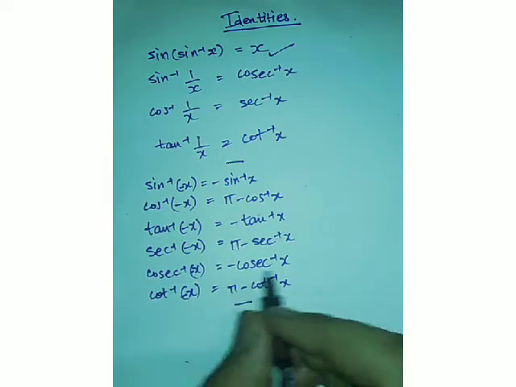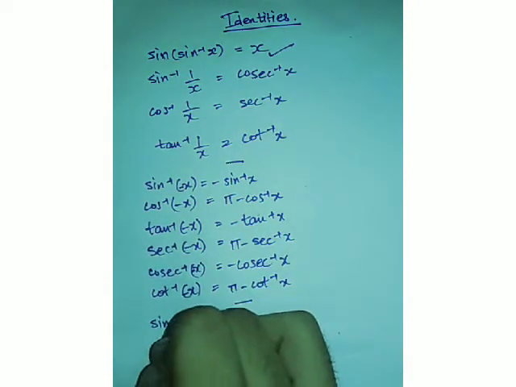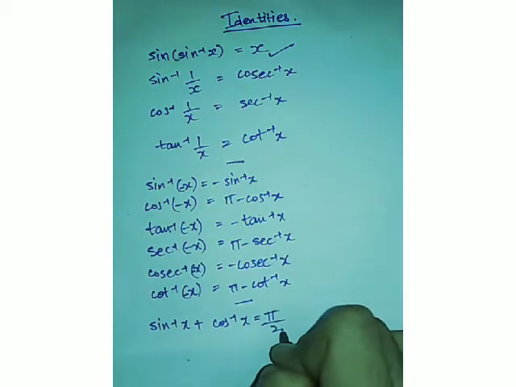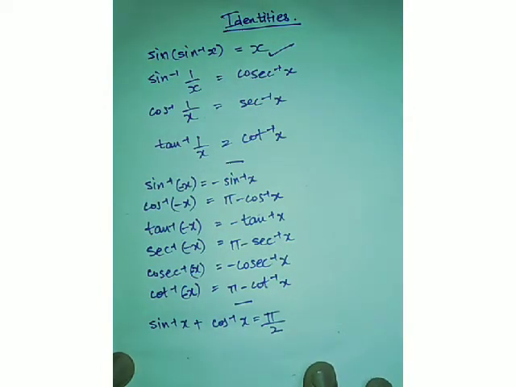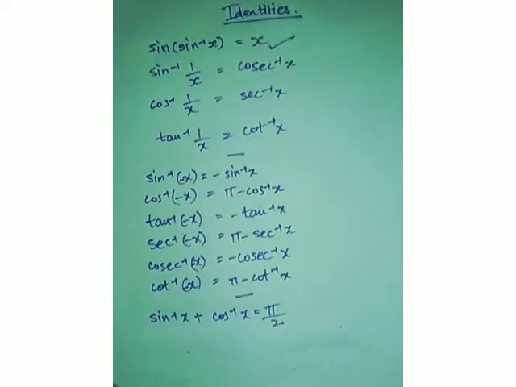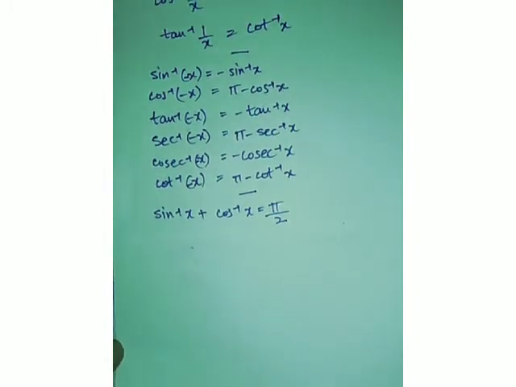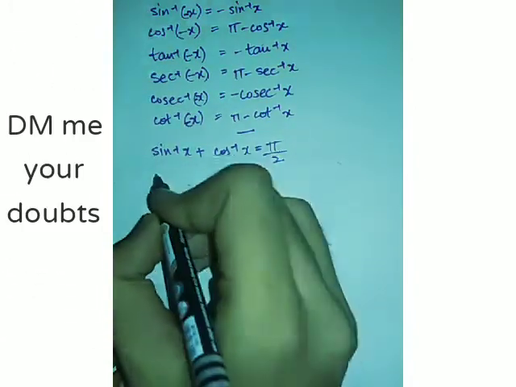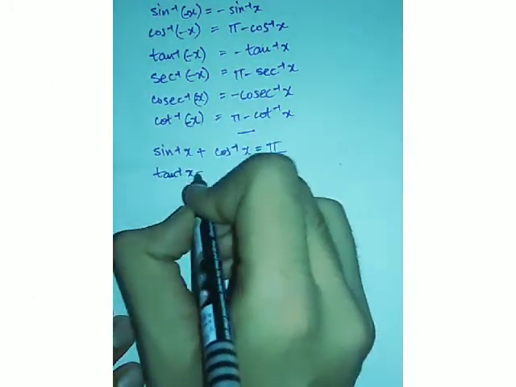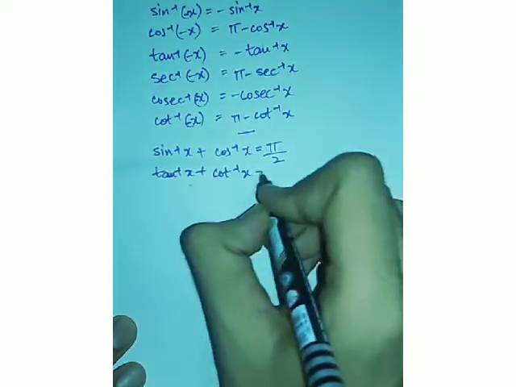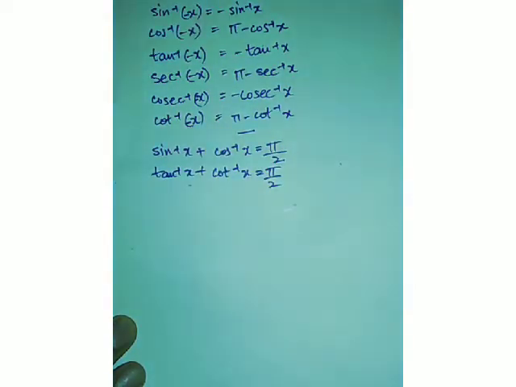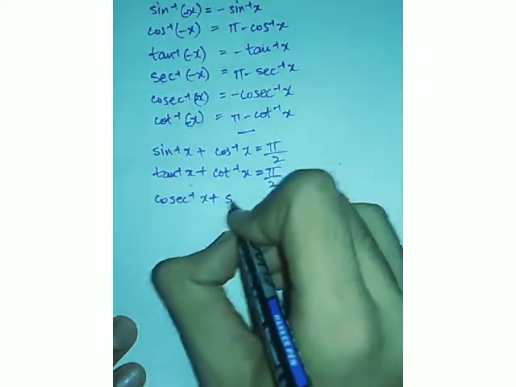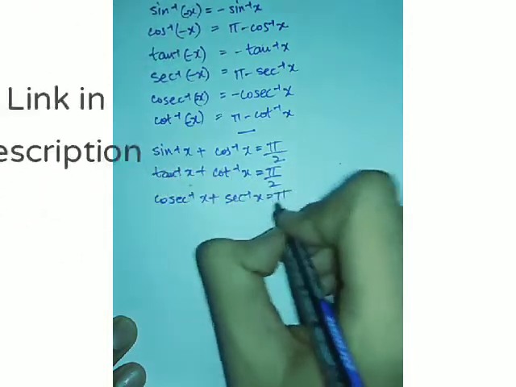Now next are the identities involving addition. Sine inverse x plus cos inverse x is always equal to pi by 2. Keep these identities in your mind for the time being, because we'll be doing some examples, and that's why you need to remember these identities before attempting the sums. Next, tan inverse x plus cot inverse x is equal to 90 degrees again, and then cosecant inverse x plus secant inverse x is again equal to pi by 2.